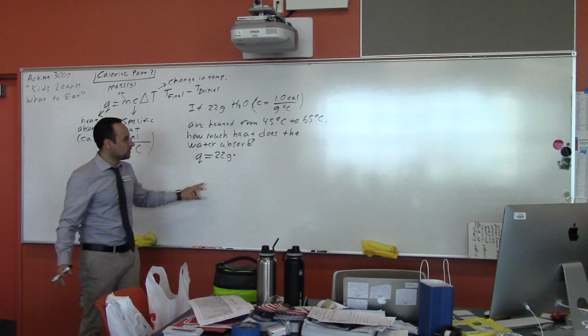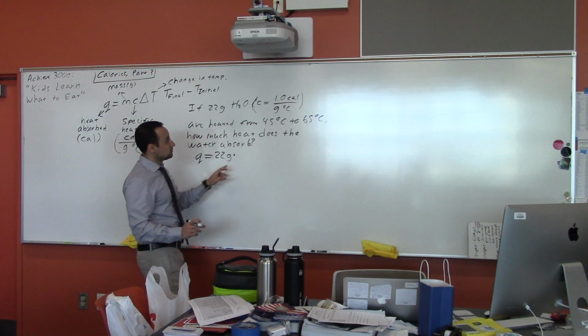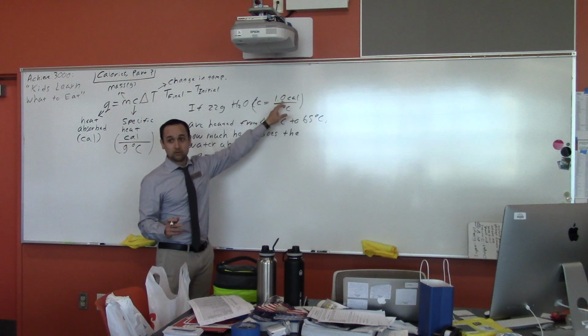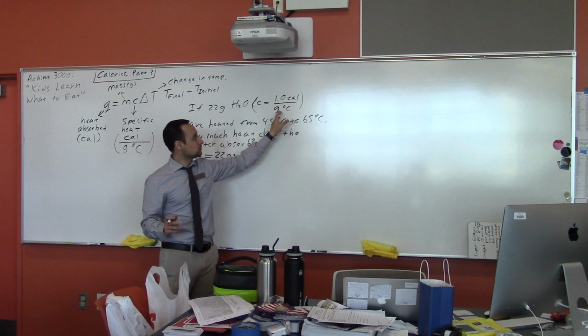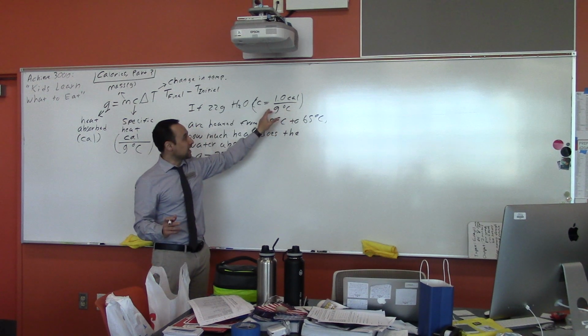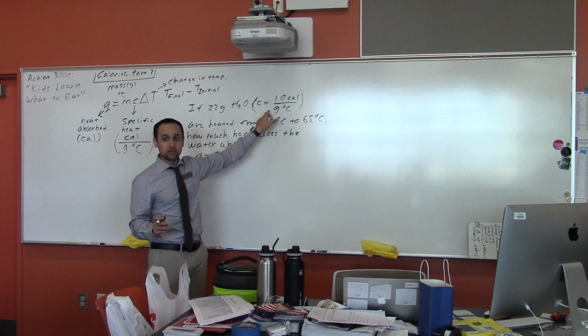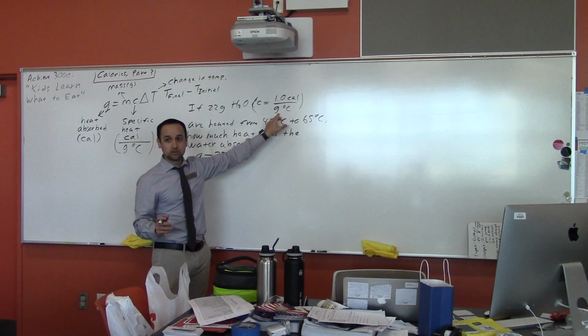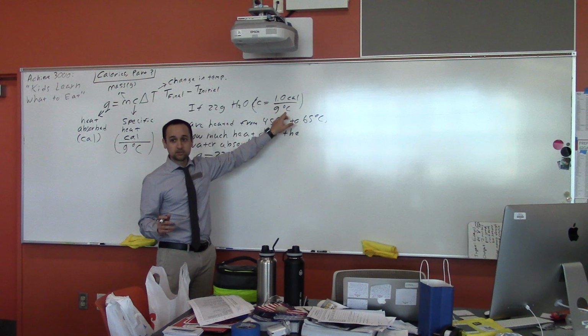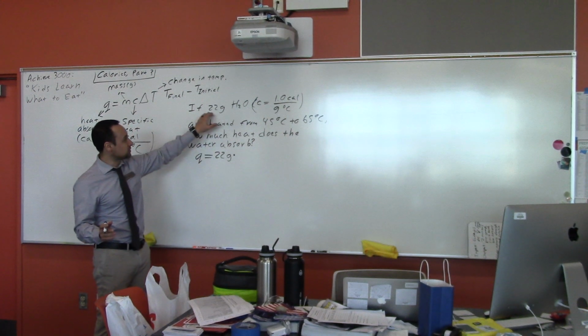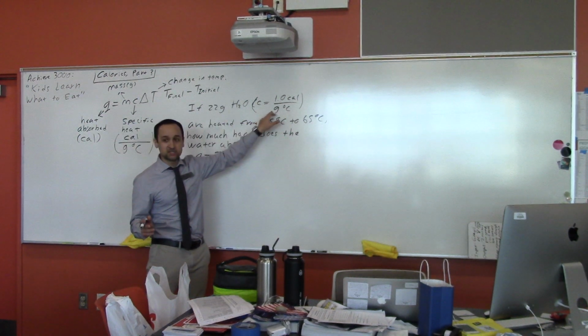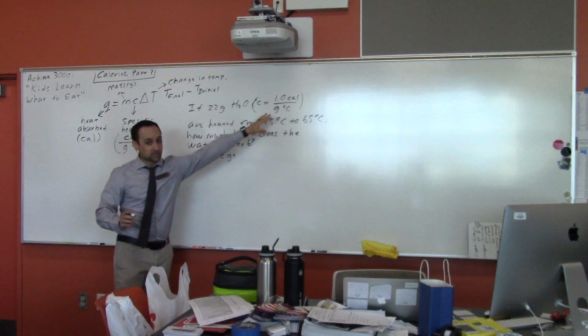Read the unit. 1 calorie over grams degrees Celsius. Yeah, 1 calorie per gram degree Celsius. So don't get confused by the fact that there are 22 grams somewhere else and there's a G here. You just write the unit itself, okay?